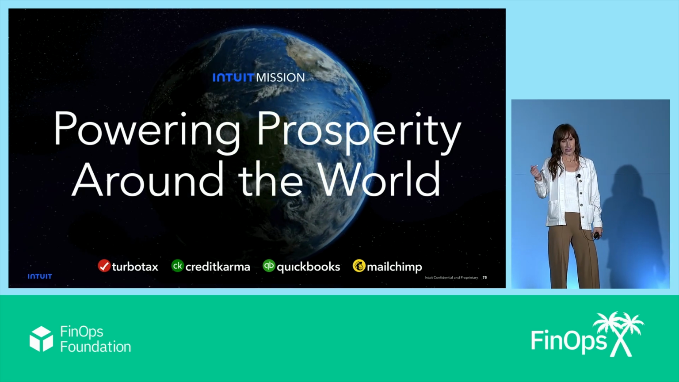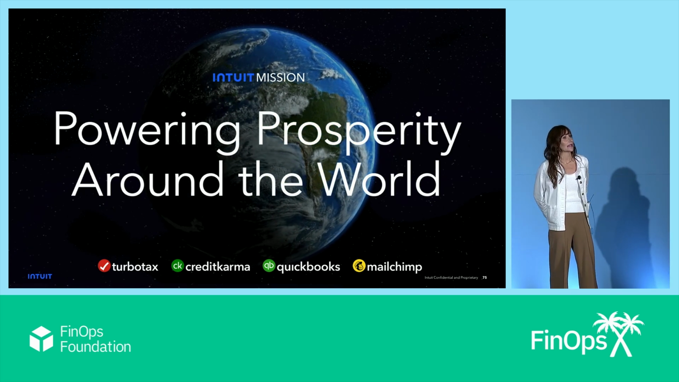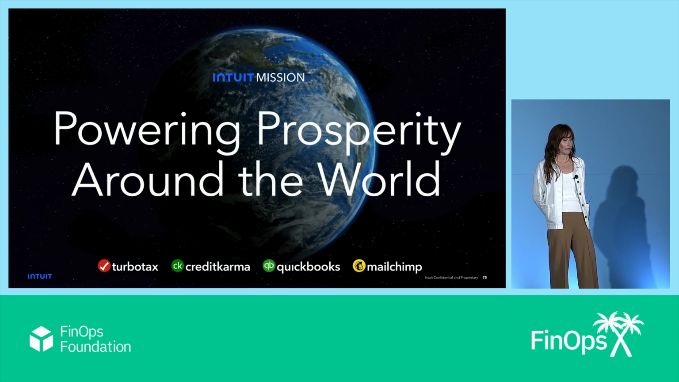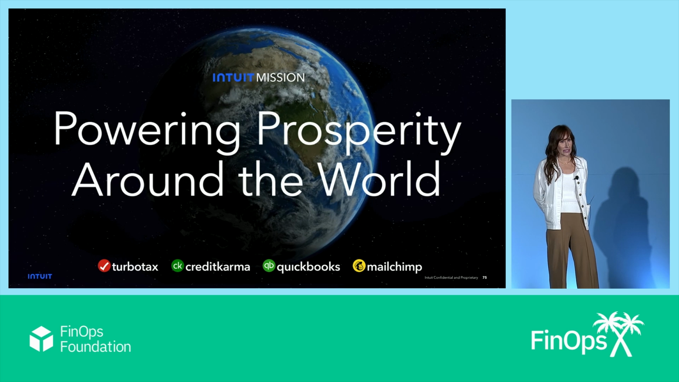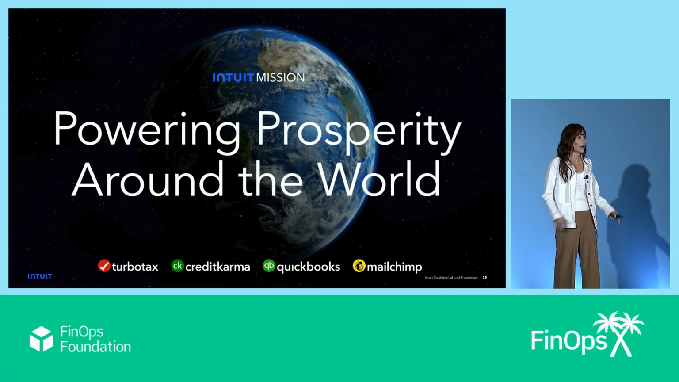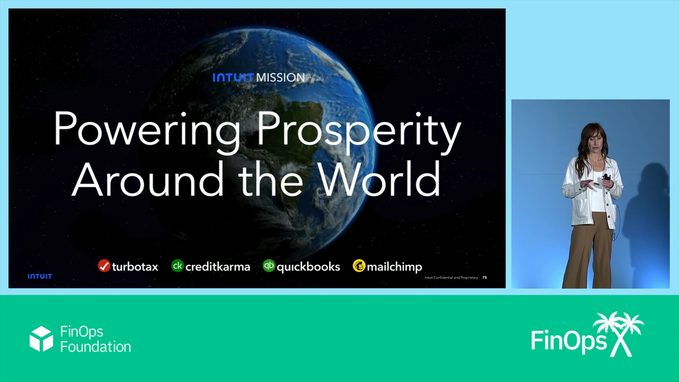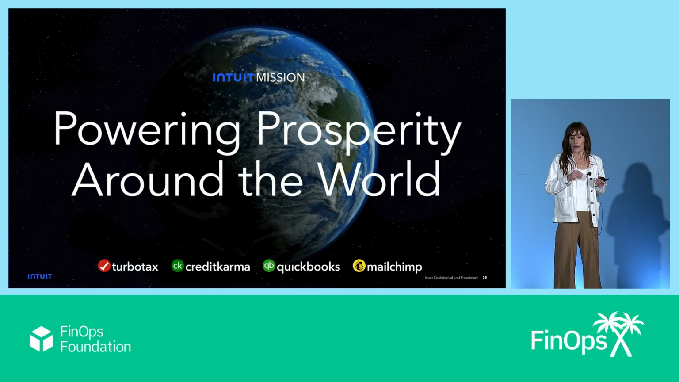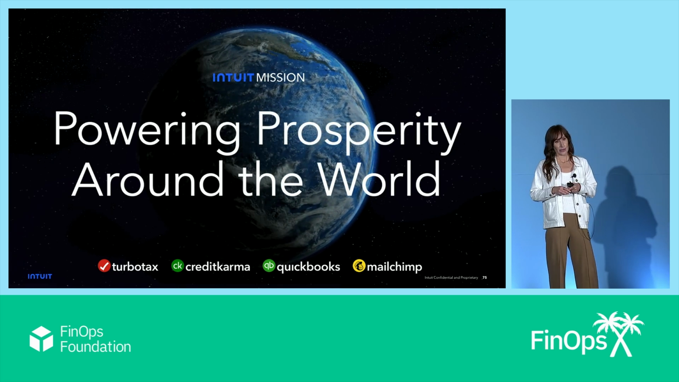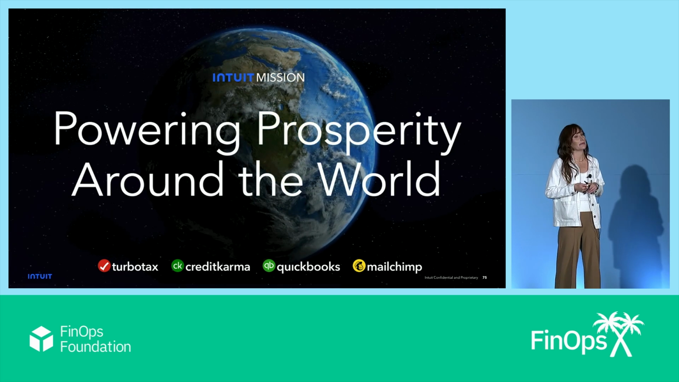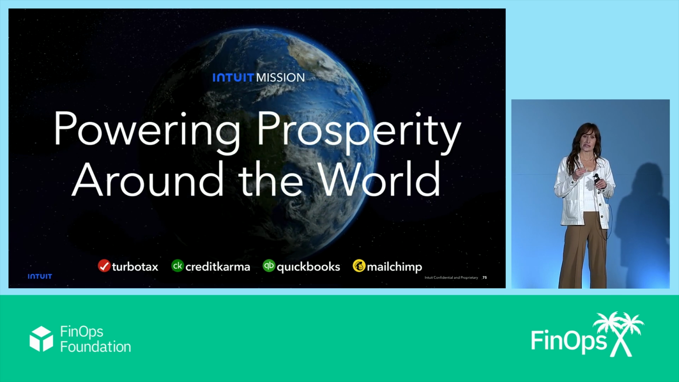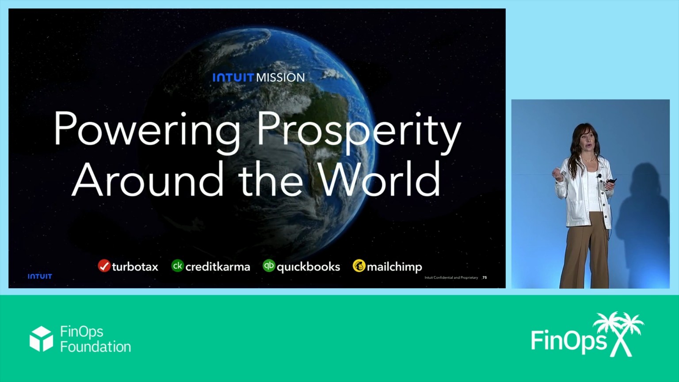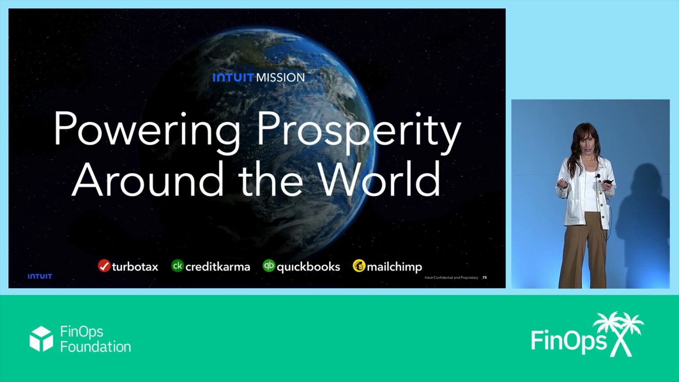Next, we have QuickBooks. It's the world's leading small business technology platform. And so it helps small businesses run their day-to-day activities. So think like accounting, inventory, payroll, stuff like that. And then last, we have MailChimp. MailChimp is the #1 email marketing and automation platform. And we empower small businesses to start and then grow their business through marketing campaigns.